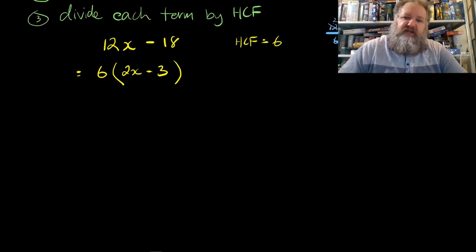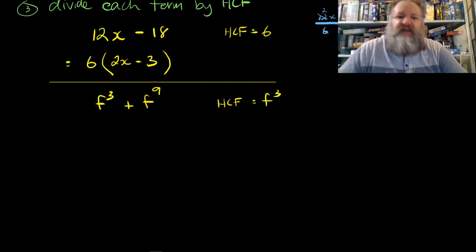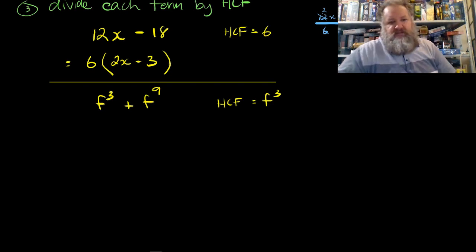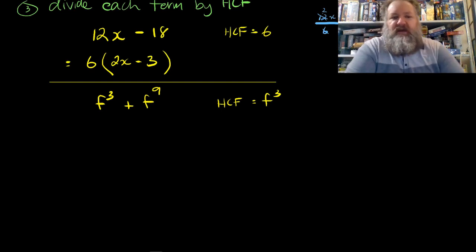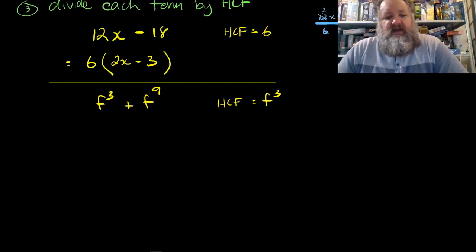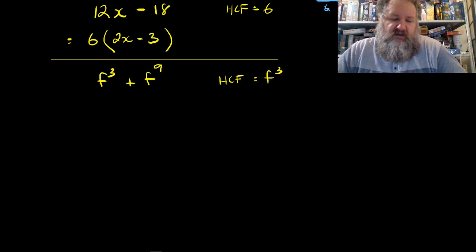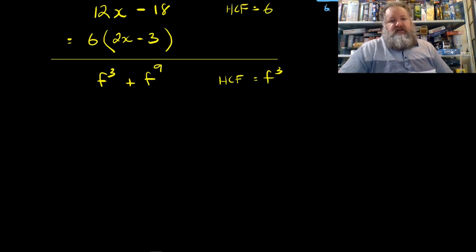So what happens if we are dealing with non-numerical terms? What if we've just got these unknowns? Well, here I've got f to the power of 3 plus f to the power of 9. Just as an aside, we know that we can add things that are the same bases, but in this instance we're not going to worry about doing anything like that. We can't actually add these, they're different things. If they were being multiplied, there's a different story. We're going to think about what the highest common factor here is. We want to actually factorize this. Well, the highest factor of both of them is f to the power of 3.